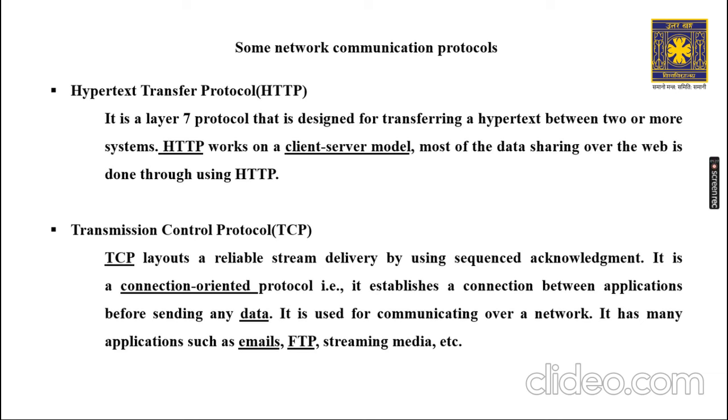Let us talk about another protocol. This is Transmission Control Protocol, also called TCP. TCP provides reliable stream delivery by using sequenced acknowledgements. That means when you send one message, you will receive the acknowledgement of this message, so that you will be able to know whether the message that you have sent has reached the destination or not. It is a connection-oriented protocol. That means you have to establish a connection before sending any data.